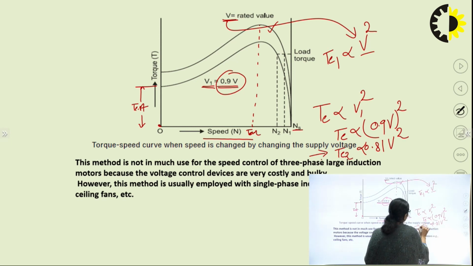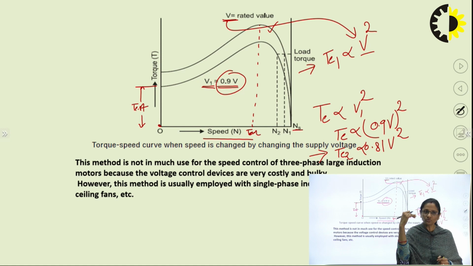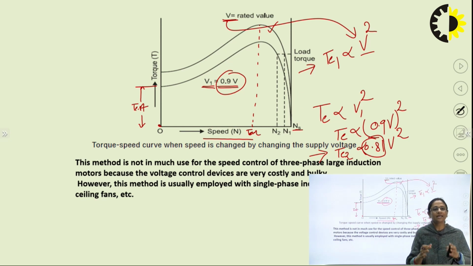So, what is the difference between this and this? We can very well see that the torque developed by the motor got reduced by this much amount. Earlier it was 100%, now it is 0.81 of that value. That is, the torque developed by the motor got reduced by 19%. So, in this manner, now let us see how it is affecting the operating speed of the motor.